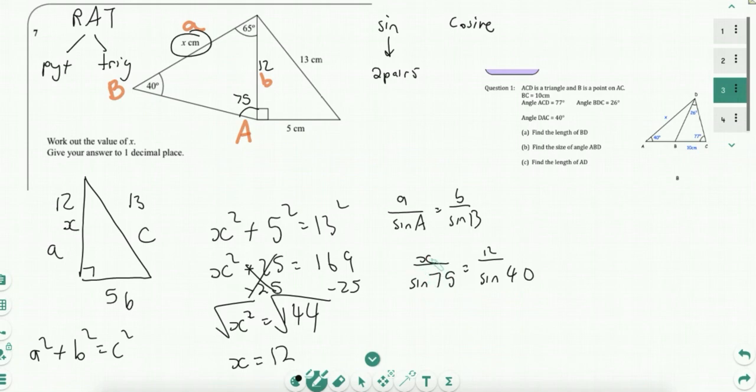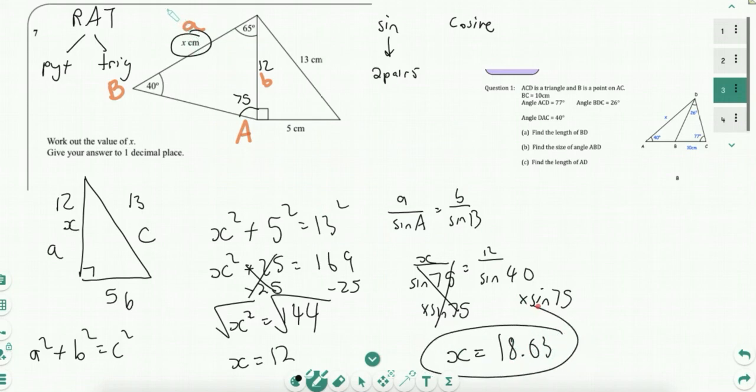So now we have to isolate x. Well, x is being divided by sine 75, so we're going to times by sine 75. Times sine 75 here. That cancels out. So we're left with x is equal to 12 divided by sine 40 times sine 75 is 18.03. And that is your final answer, guys. So, you see a question about non-right angle triangles. If they have two pairs, two side angle pairs, you're going to use the sine rule.